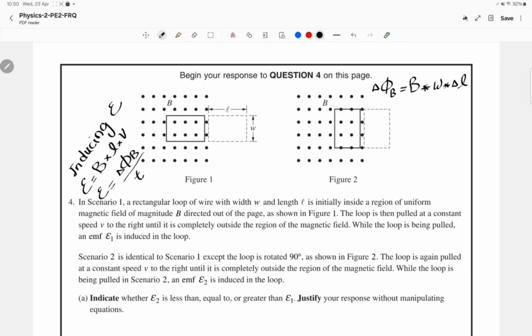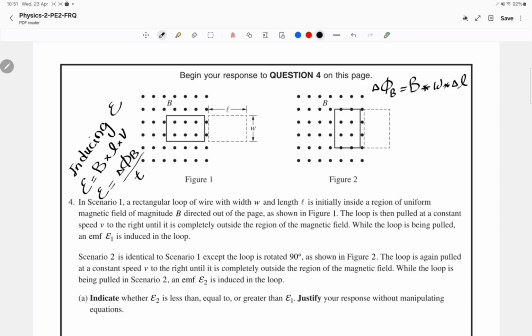Now, anyways, while the loop is being pulled, an EMF1 is induced in the loop. Okay, we get that. In scenario 2, which is identical to scenario 1, except the loop is now rotated at 90 degrees. The loop is again pulled at a constant velocity to the right until it's fully outside. So the same scenario here, the same idea, we're going to get induced EMF.